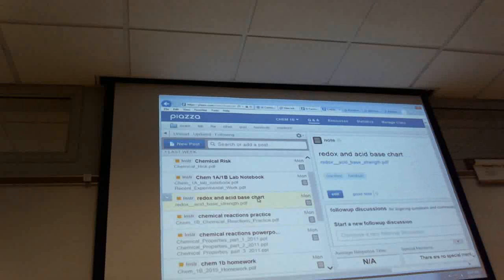Just some handouts. You'll need this for doing chemical reactions, a redox and acid-base chart.